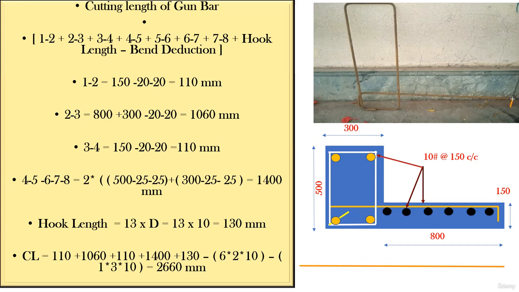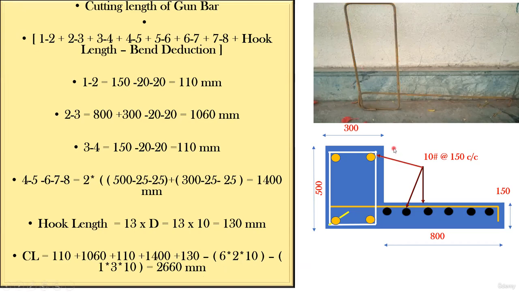And then I'll tell you how much should be this. This is 110. You keep this portion as 1060, and again you keep this as 110, and then you keep this as how much, 300 minus 25 minus 20 is 250. This you keep 450. This you keep 250, right? This you keep 450, and this hook length you keep 130. So in this way, if you prepare, 2660 mm or 2.66 meter of bar is required. Simple. So in this way, we have done the BBS for the gun bar.